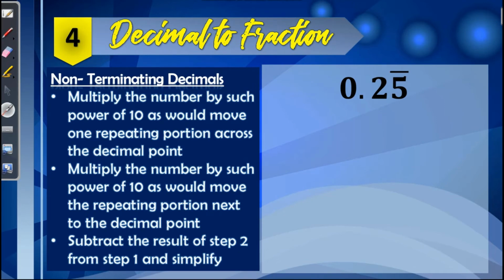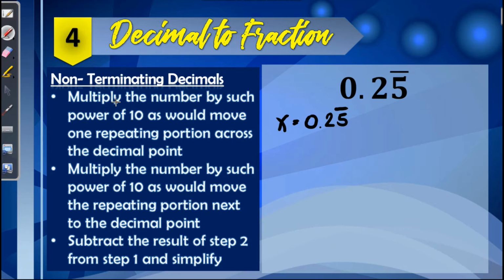After having the conversion of terminating decimal to fraction, let us now have non-terminating decimal to fraction. To start with, let us use now the example. As we can see, we have 0.25, wherein 5 has a bar at the top, which indicates that 5 is being repeated in this decimal. First, we need to let x be the given. So we have x is equal to 0.25 with a bar at the top of 5. Next, we have to follow the first procedure.